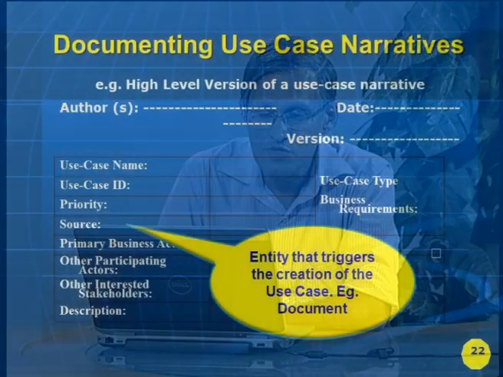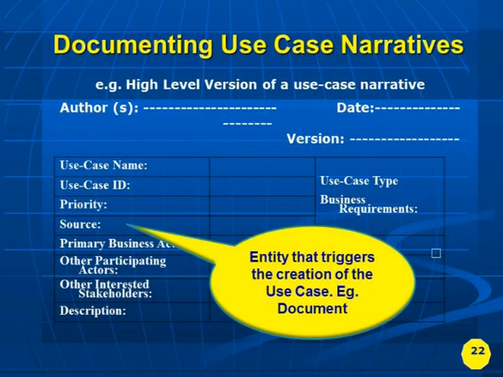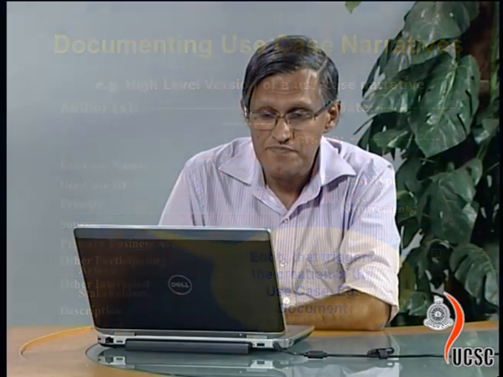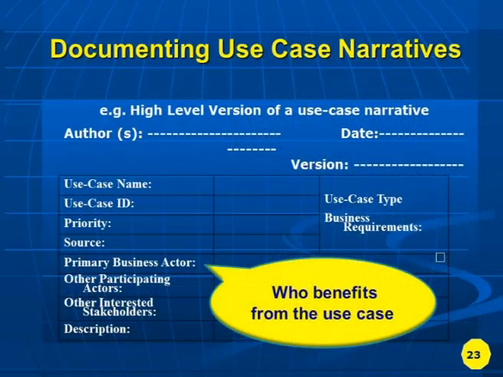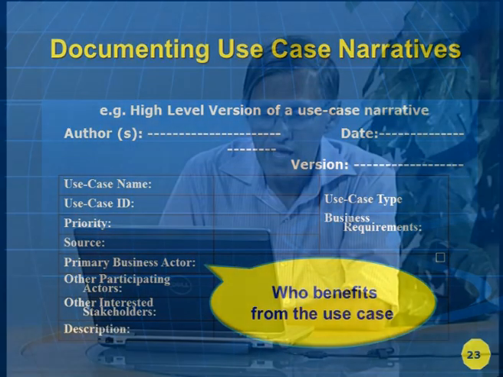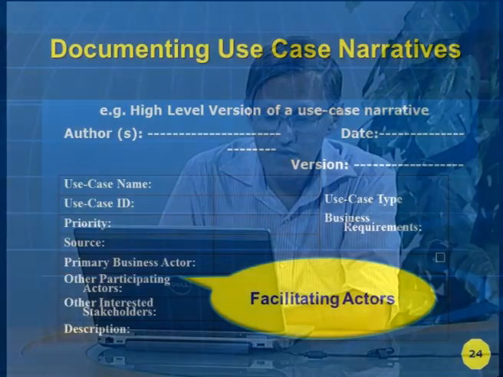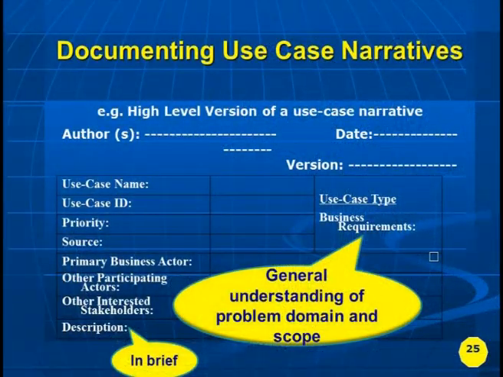For example, a document can create a use case, or the trigger use case. And then you can see the primary business actors you can specify, who benefits from the use case, and then the other participating actors, interested stakeholders, and the description in brief, and also the general understanding of the problem domain and scope.